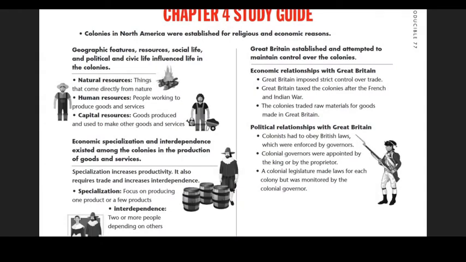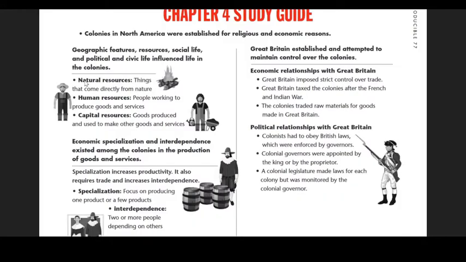So this is our study guide for Chapter 4. As you can see, we are talking about how the colonies in North America were established for religious and economic reasons. The geographic features, resources, social life, and political and civic life influenced life in the colonies. We have natural resources, human resources, and capital resources. We remember this from Chapter 2.